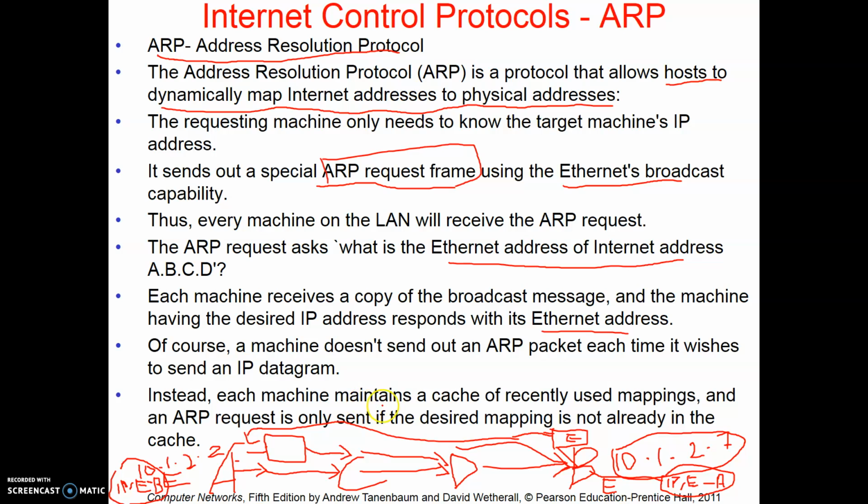So each machine maintains a cache of recently used mappings, and an ARP request is sent only if the desired mapping is not in place. So next time A wants to communicate with B, it will send an ARP request only if the cache does not have the corresponding Ethernet address. So this is the working of the Address Resolution Protocol. Let me go to the next slide.